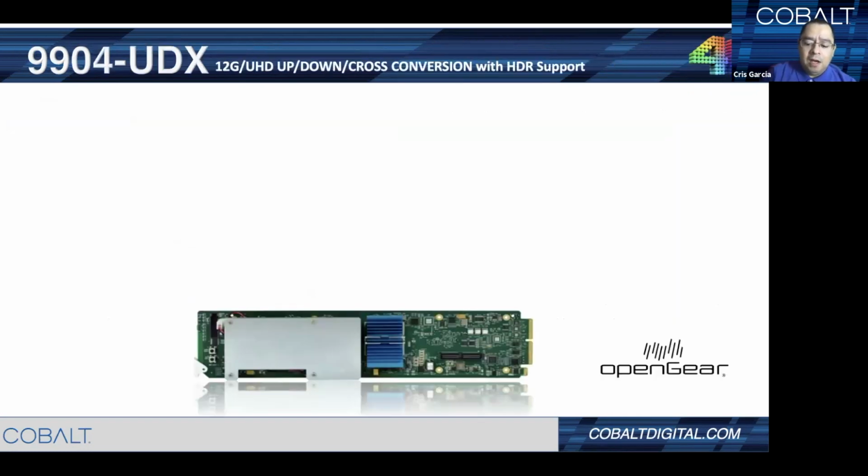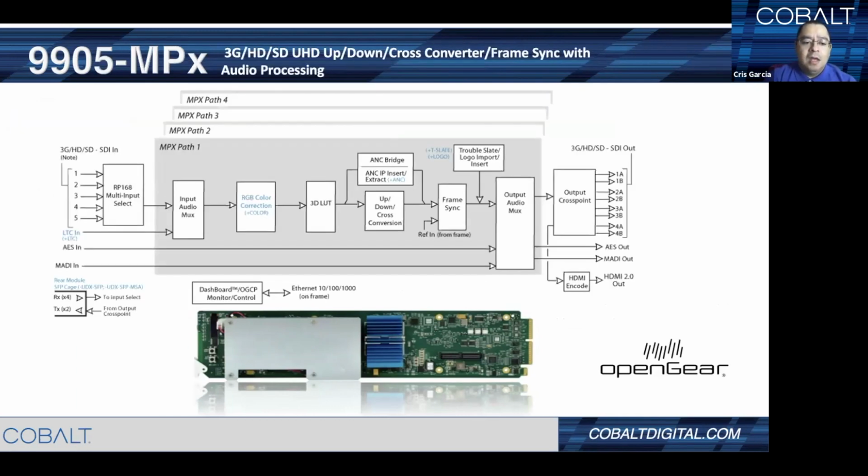So now getting into the main product here. Let's look at this block diagram. As you can see here, this is a 9905 MPX. This product has essentially a great configuration, or I should say architecture. So essentially inside of one card, I have 4 independent channels that I can use for any sort of processing that I may want. As you can see inside of the block diagram, there's multiple little processing blocks.